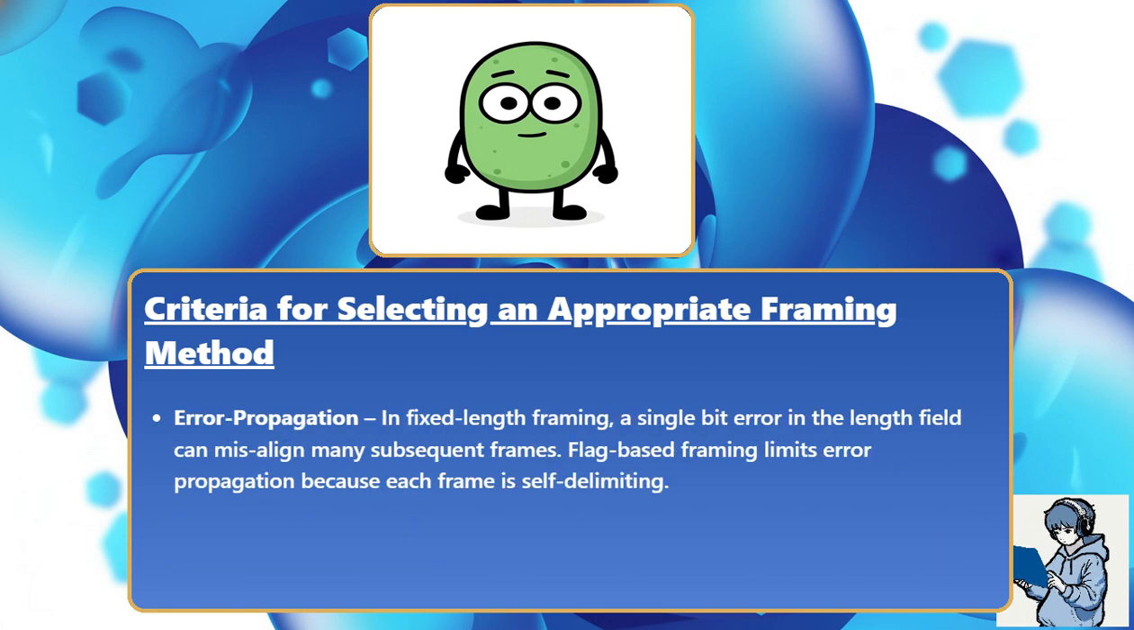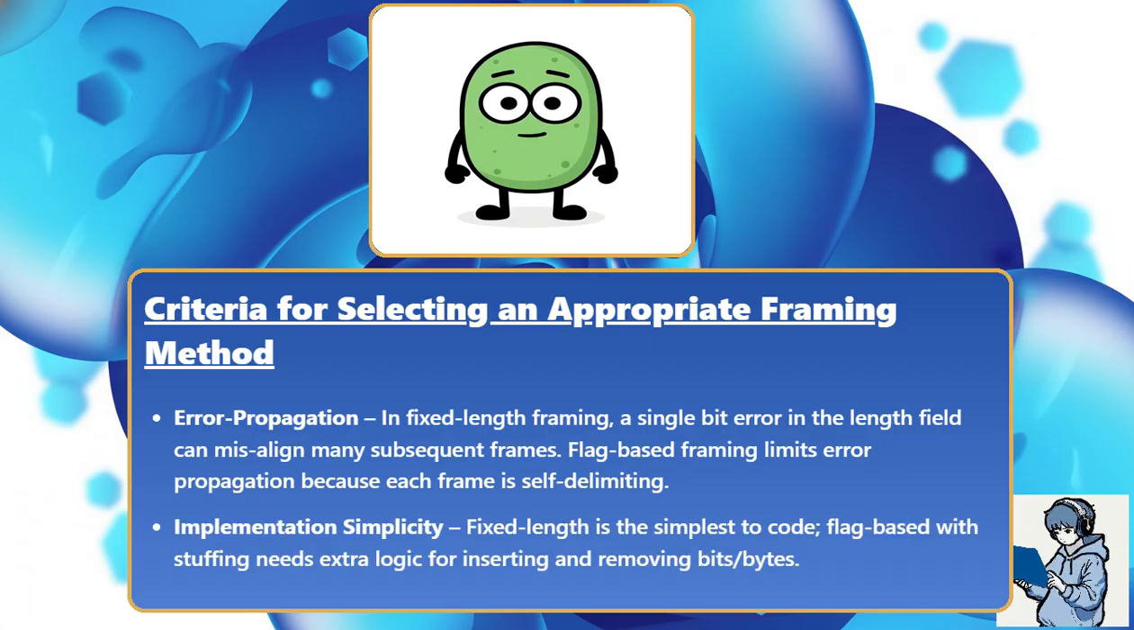Error propagation: in fixed-length framing, a single-bit error in the length field can misalign many subsequent frames. Flag-based framing limits error propagation because each frame is self-delimiting. Implementation simplicity: fixed length is the simplest to code. Flag-based with stuffing needs extra logic for inserting and removing bits or bytes.